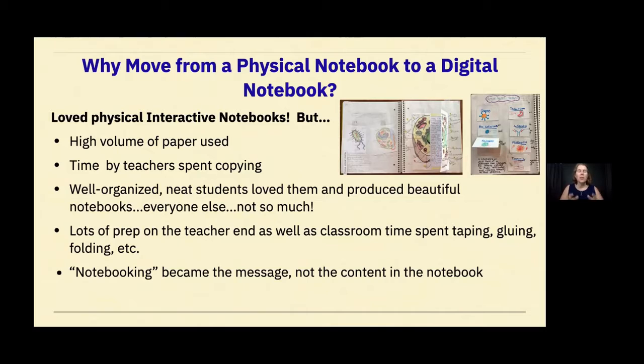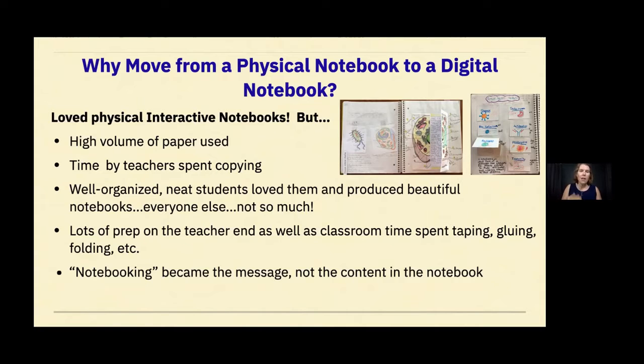If you had a student that was super focused and really well organized and neat, they produced beautiful artifacts of work to really demonstrate their understanding. But everybody else, especially if you had students that were absent, yeah, it was ugly, like super ugly. There's a lot of prep on the teacher end as well as classroom time. If you're thinking about how many glue sticks did I go through? How many times did I have kids looking in their toolbox that I'd share with them and say, oh, Dr. English, I'm missing this, this, and this, or this is gone.